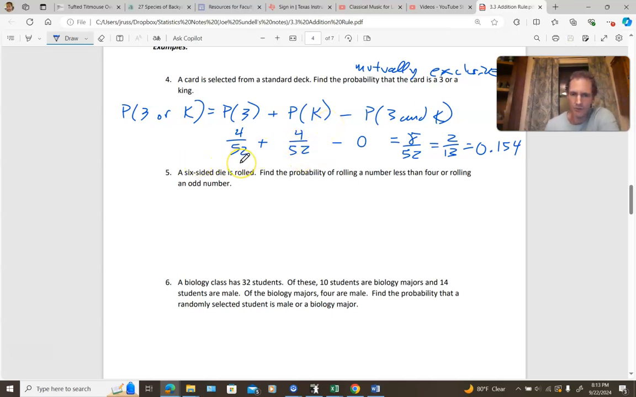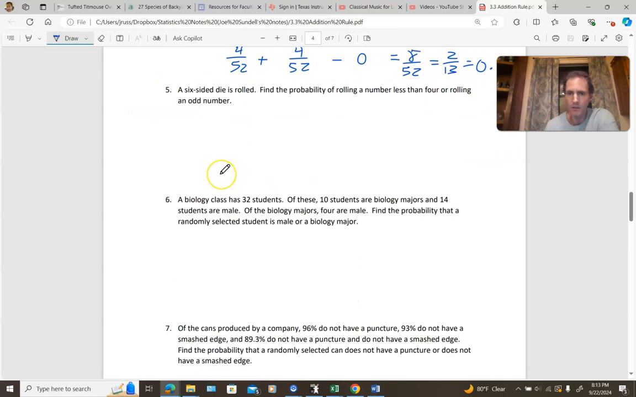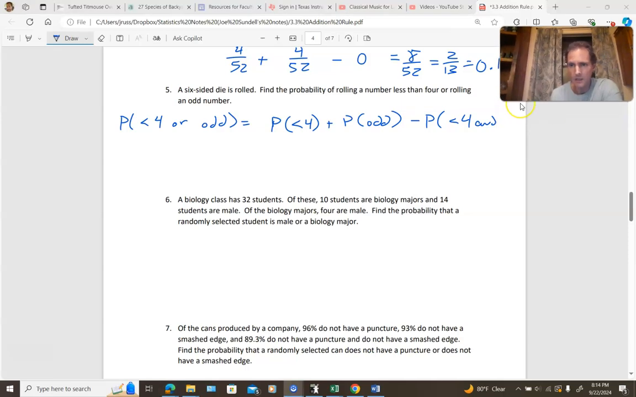All right, what about number 5 then? A 6-sided die is rolled. Find the probability of rolling a number less than 4 or rolling an odd number. Okay, so I'm going to denote this very similarly. Probability that the number is less than 4 or odd. Okay, so this will be the probability that the number is less than 4 plus the probability that the number ends up being odd minus the intersection, the probability that the number is less than 4 and odd.